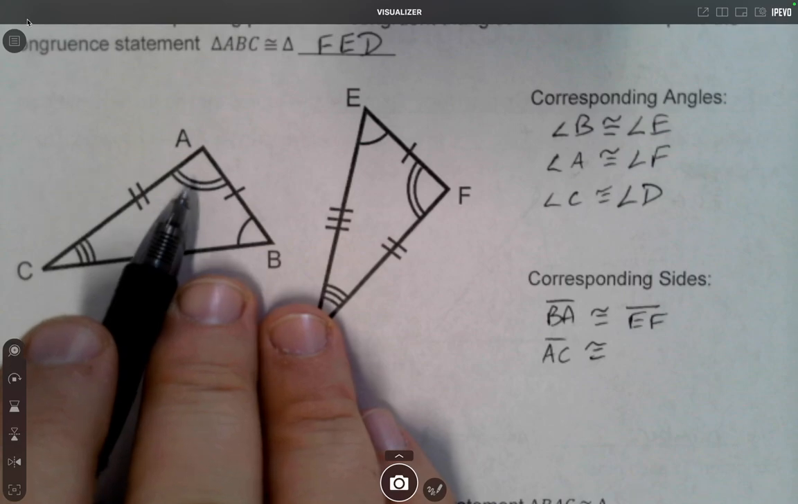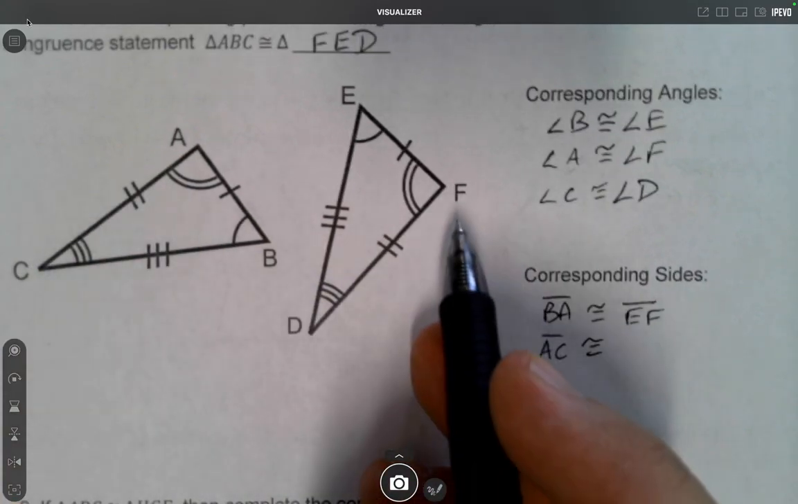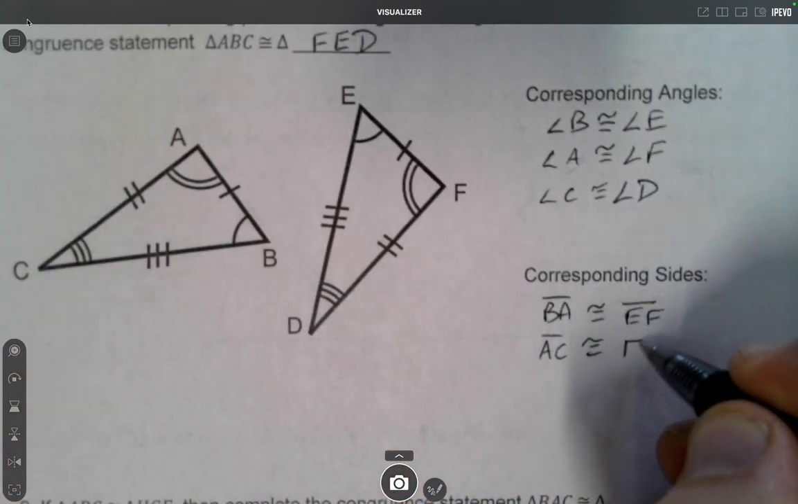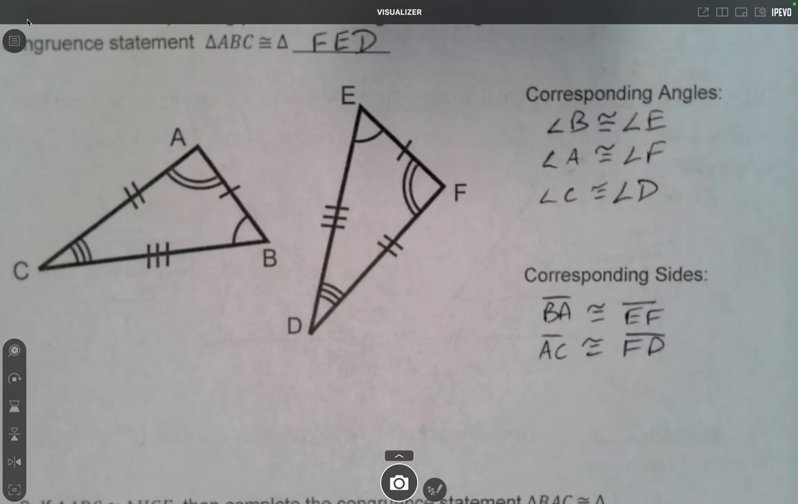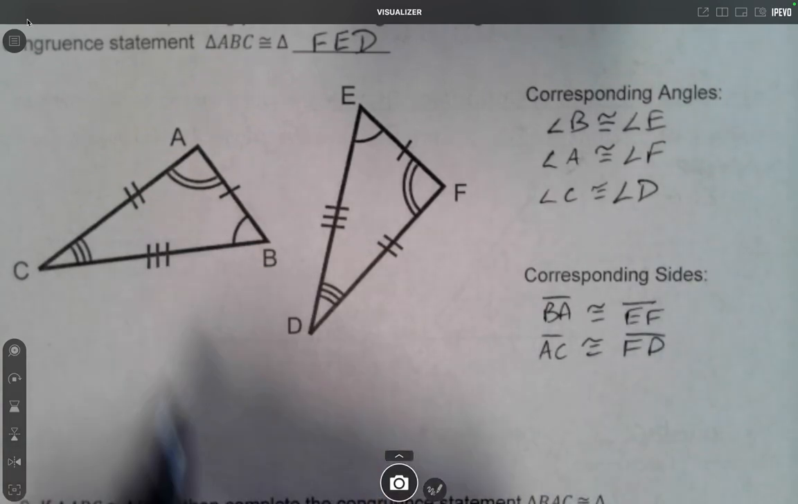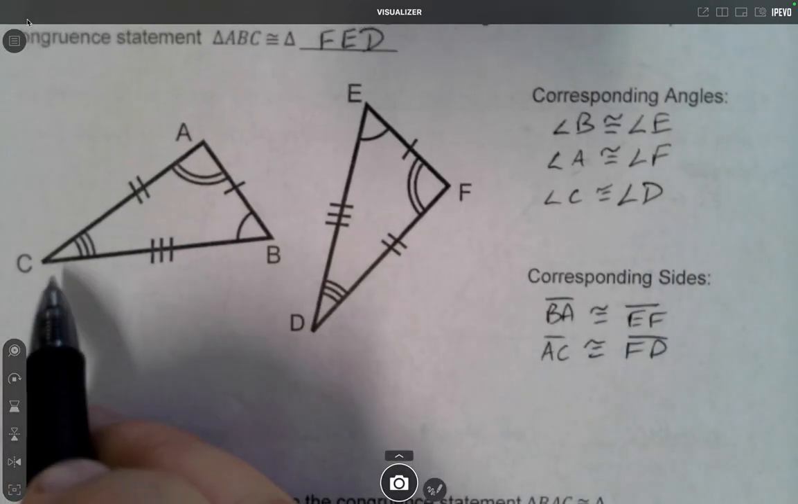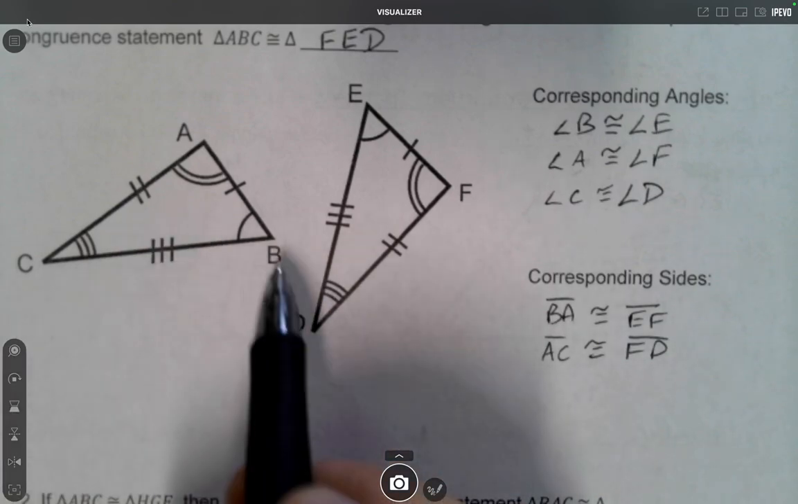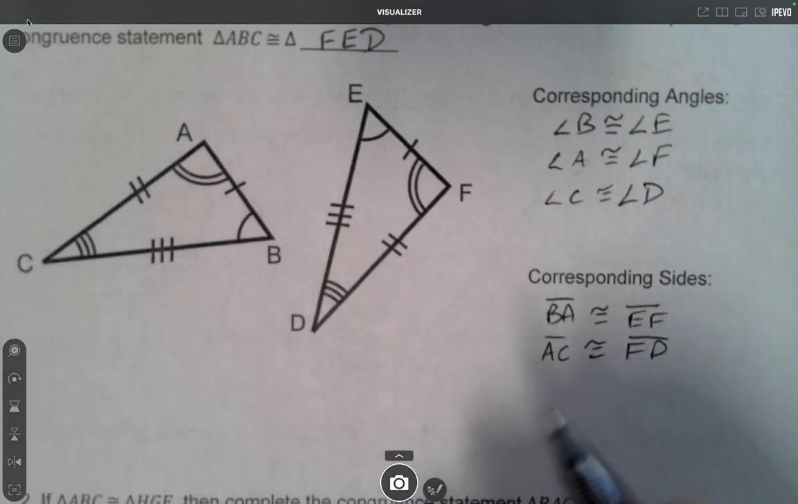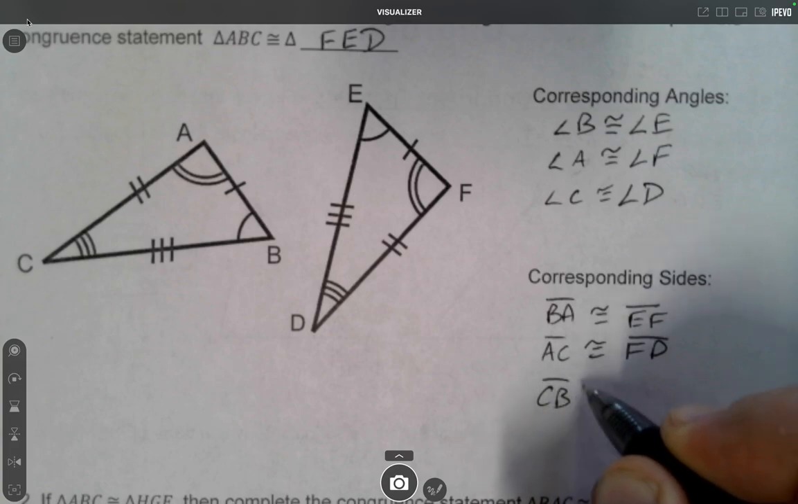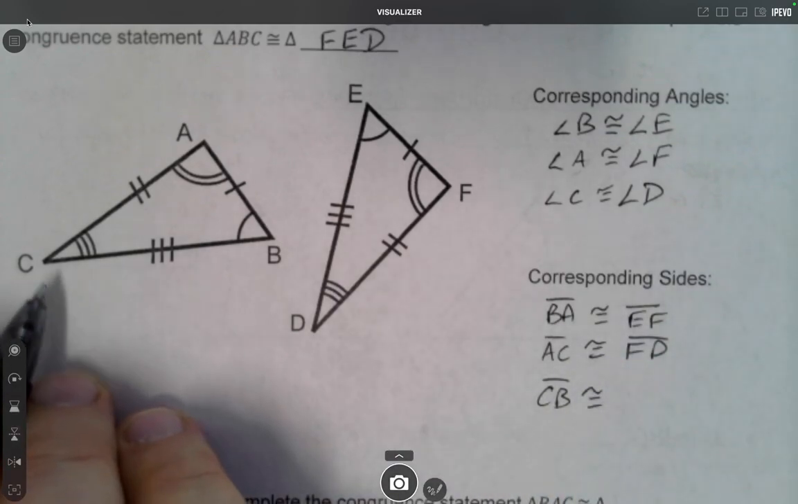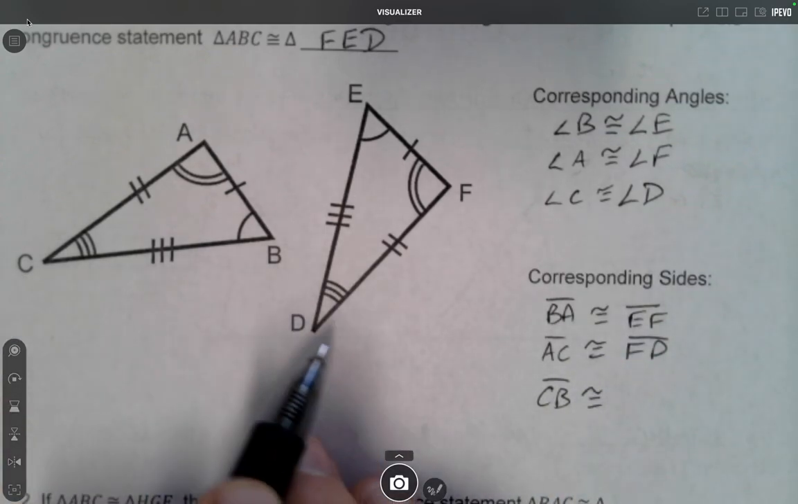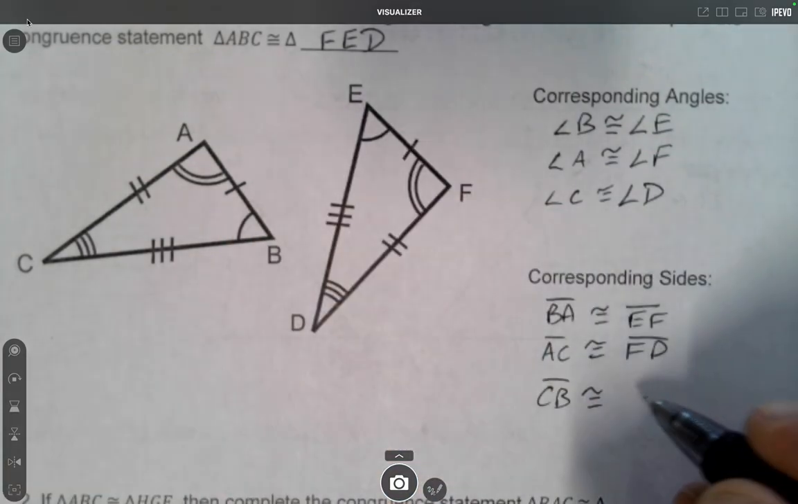So if I call it AC, that went from the two arcs to the three arcs. So I would do FD to go along with it. Then with the three tick marks, you could pick. You could say CB or BC. Since we've just been going around this way, I'll just say CB. So C is the three arc, B is the one arc. So I need to go from three arc to one arc, so that's DE.